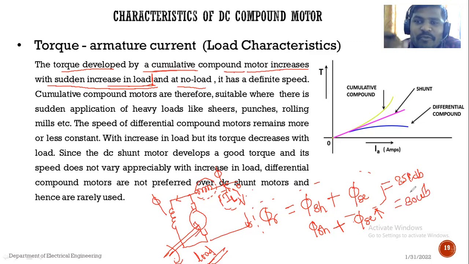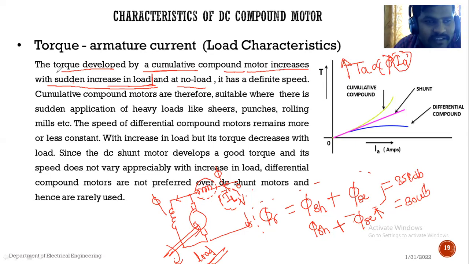if the sudden load on the cumulatively compounded motor increases, then the resultant value of current taken from the supply will increase. The flux production in the series field winding will increase, so the resultant value of flux increases. And do you know the relation, torque TA is directly proportional to phi into IA. IA पण increase होतोय, flux phi पण increase होतोय, so that torque increases.